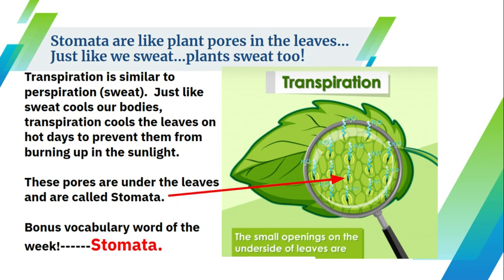So plants lose water through transpiration. Transpiration is similar to perspiration, sweat. Just like sweat cools our bodies, transpiration cools the leaves on hot days to prevent them from burning up in sunlight. These pores are underneath the leaves. They're called stomata, and they're small openings on the underside of the leaf.